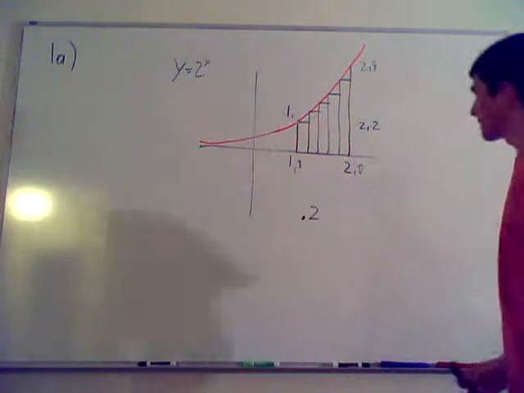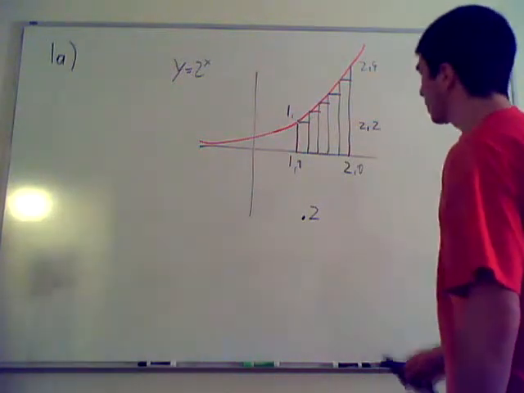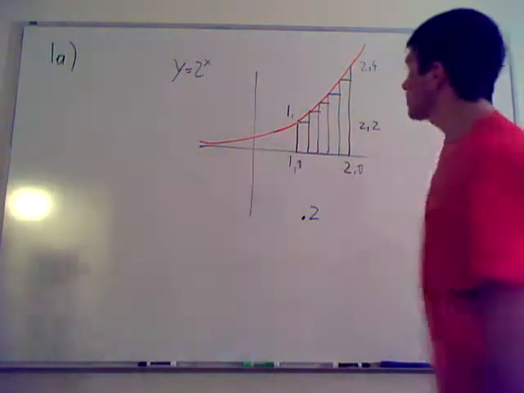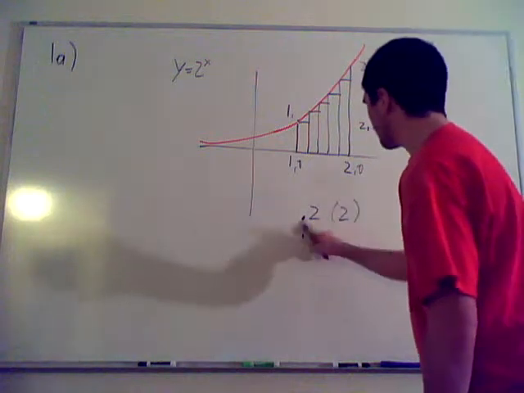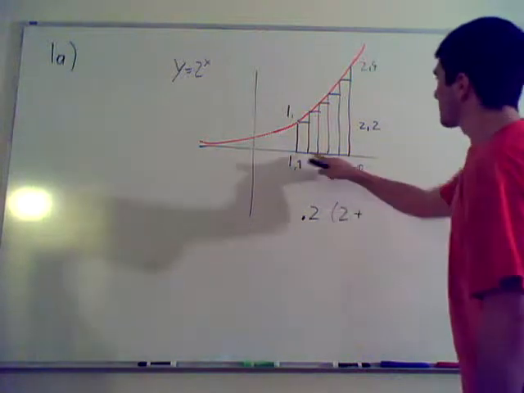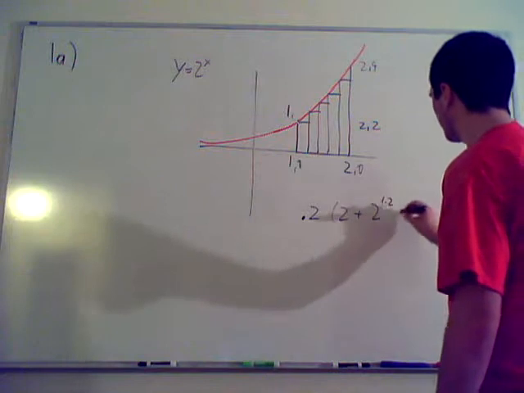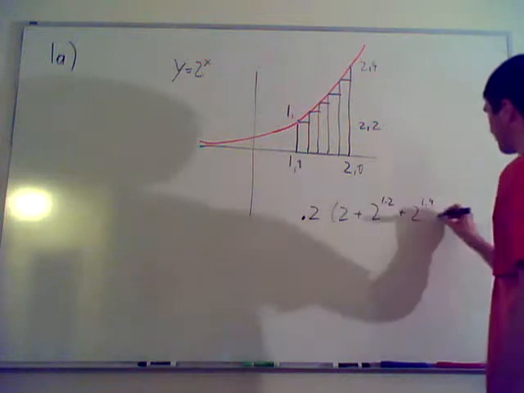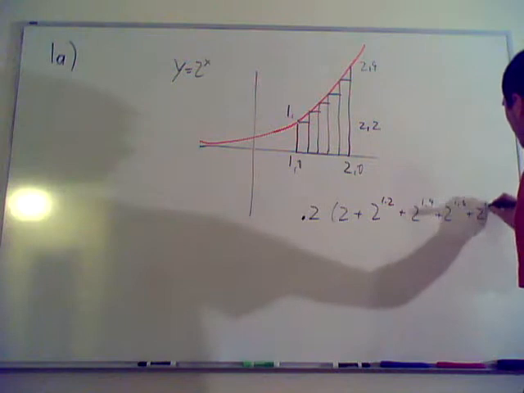Okay? So let's do this. For your first point, you plug in 1 because you start at 1. So 2 to the 1 is 2. Then you can factor out the 0.2 so that you can just add all of these together. So the second point is 1.2, so you get 2 to the 1.2 plus 2 to the 1.4. This is your third point, right? We're just adding 0.2 times 2 to the 1.6 plus 2 to the 1.8.